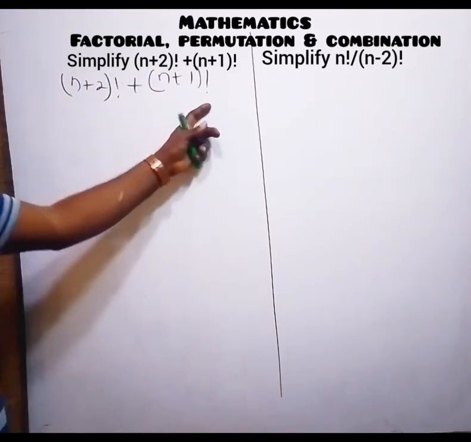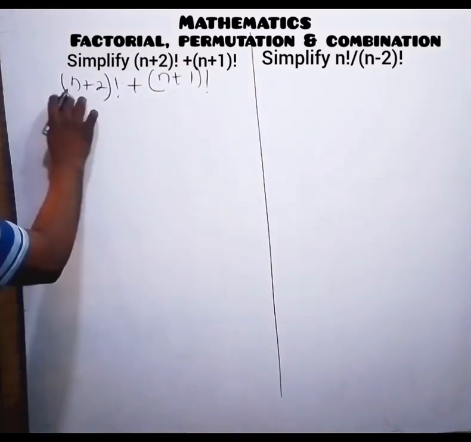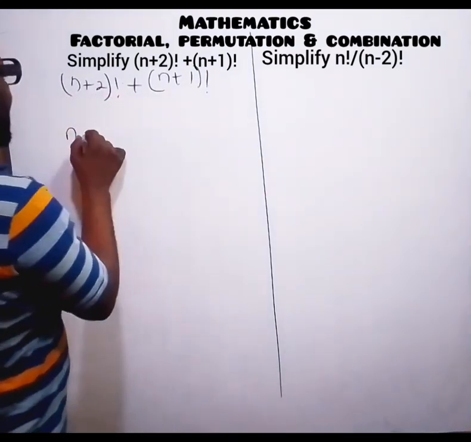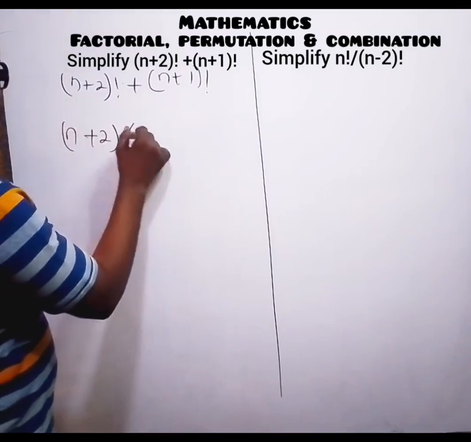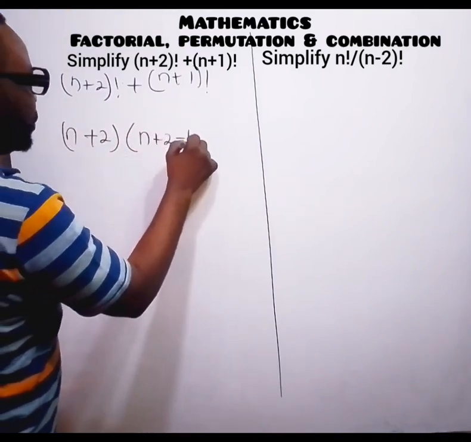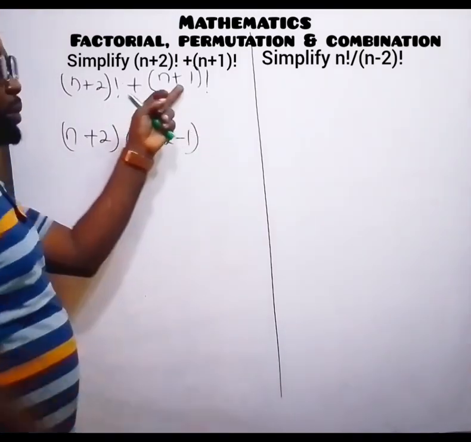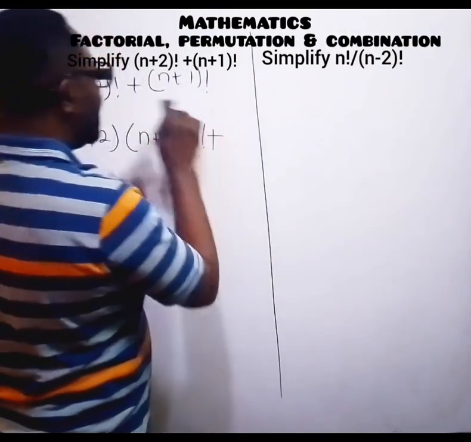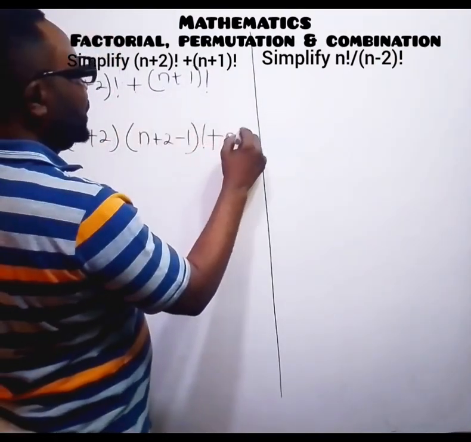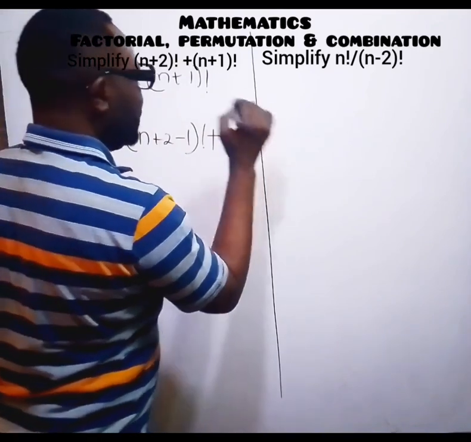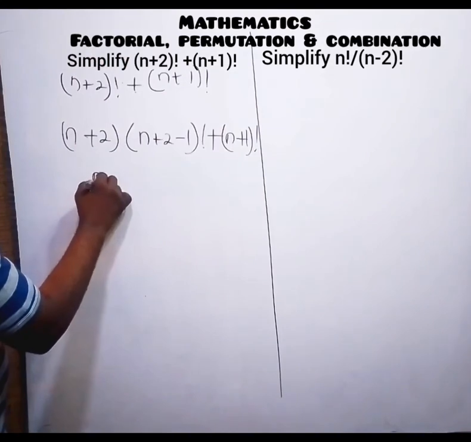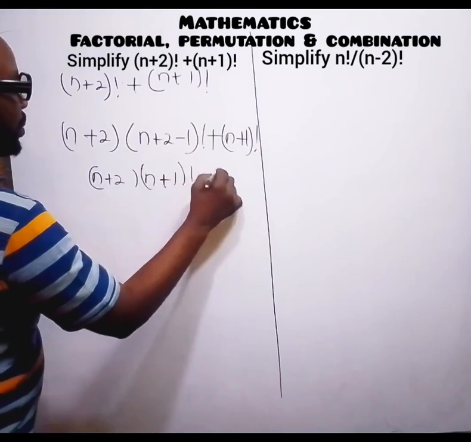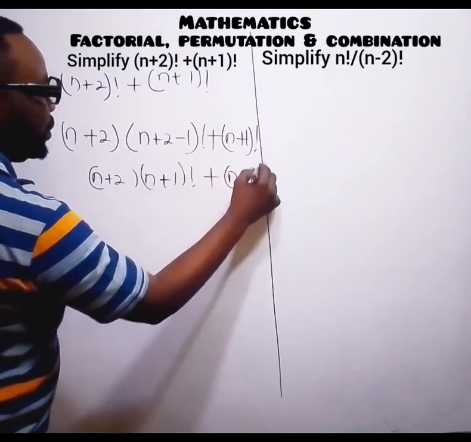So in this expression here, the first value, if you have to simplify this factorial, will be n plus 2 multiplied by n plus 2 minus 1. Plus 2 minus 1 will become plus 1. So that's why I'm going to have it here as factorial plus this value here, n plus 1 factorial. So this one is going to become n plus 2, n plus 1 factorial plus n plus 1 factorial.